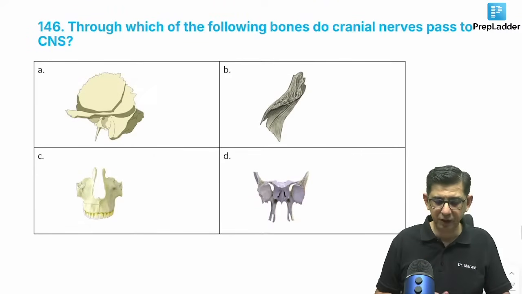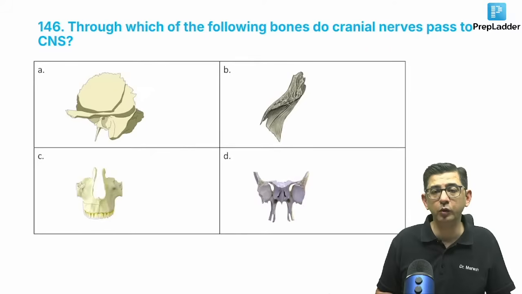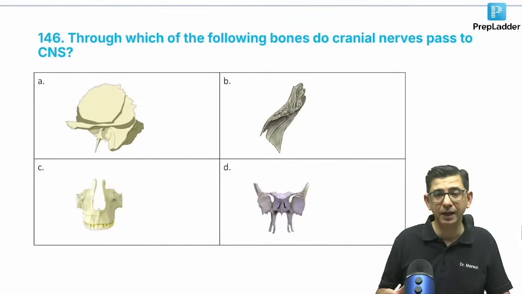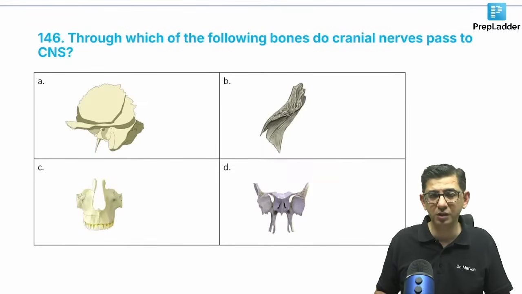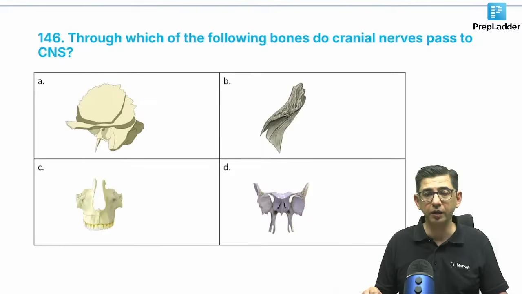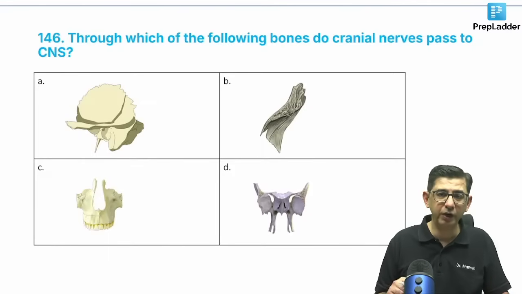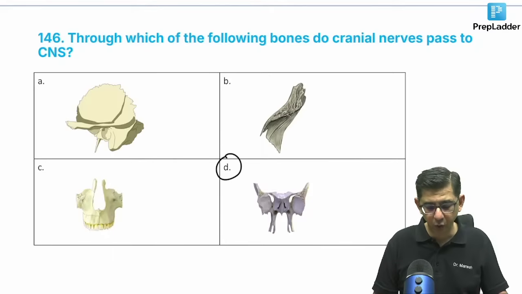Then is a very interesting question, through which parts of the bones the cranial nerves would pass to the CNS. The logic about this question is which cranial nerve is a part of the central nervous system, which cranial nerve has a meningeal covering. That is the optic nerve, right? It's the optic nerve that is an extension of the brain itself, and it's a cranial nerve which is directly a part of the central nervous system. So the correct answer for this one would be the sphenoid bone.